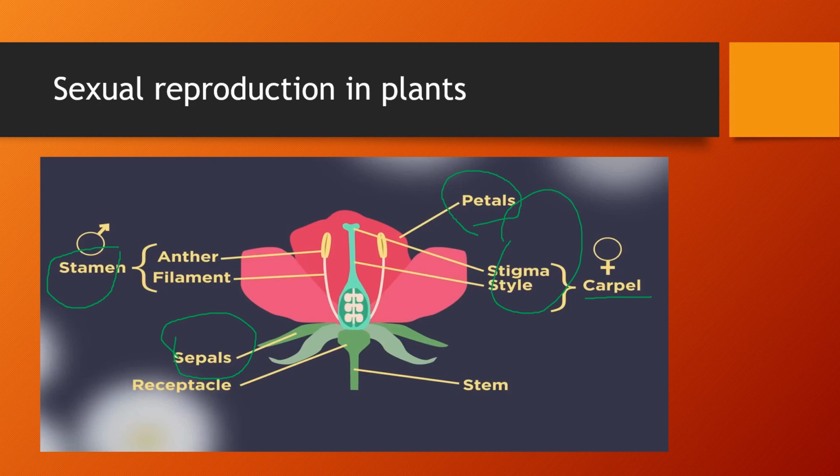In the carpel, you can see the carpel consists of three main parts: stigma, number 1; style, number 2; and ovary, number 3.